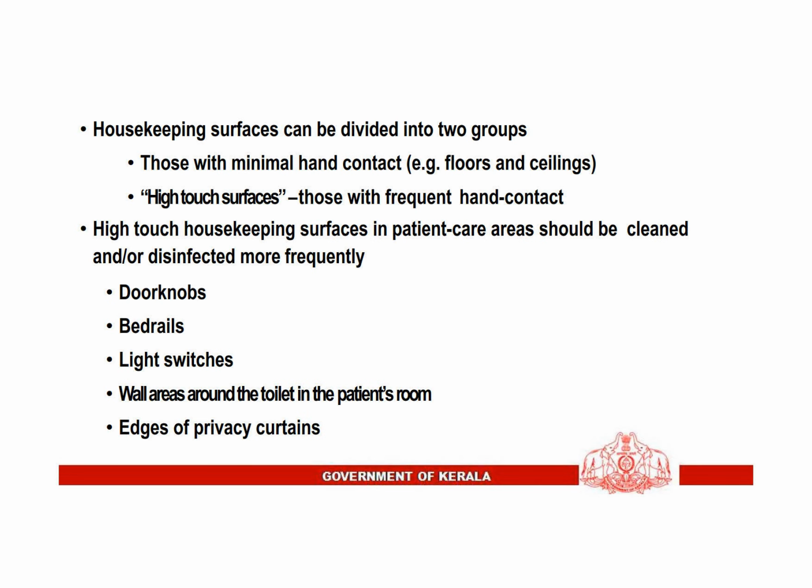Housekeeping surfaces can be divided into two groups. Those with minimal hand contact, for example floors and ceilings. High-touch surfaces, those with frequent hand contact. High-touch housekeeping surfaces in patient care areas should be cleaned and/or disinfected more frequently. Examples are doorknobs, bed rails, light switches, wall areas around the toilet in the patient's room, and edges of privacy curtains.